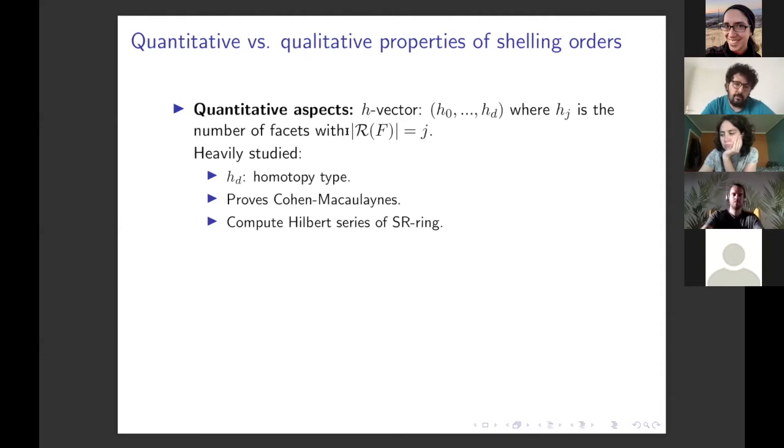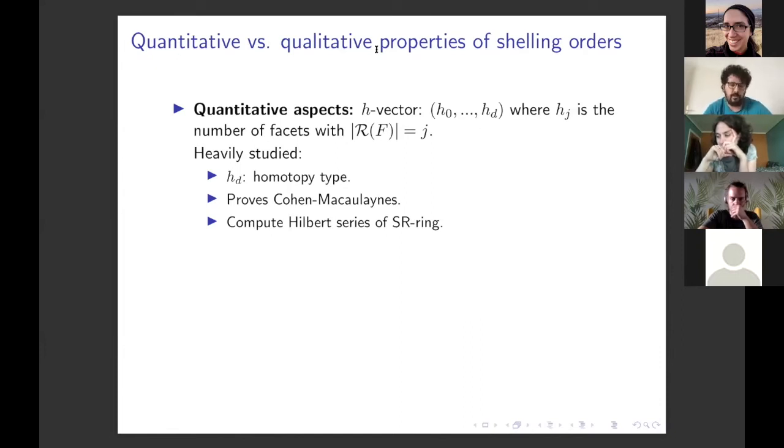Remember that every time you attach something, you have these lower intervals in the Boolean poset, and I just keep track of the sizes. So h_j is the number of facets such that the restriction set has size j. And these numbers have lots of meaning. For example, if my complex is d minus 1 dimensional, I can look at h_d, and with that h_d, I can completely read the homotopy type of my simplicial complex as a topological space. I can prove Cohen-Macaulayness, or I can compute Hilbert series of Stanley-Reisner rings. There are all sorts of techniques to compute this combinatorially when you have a nice shelling order.